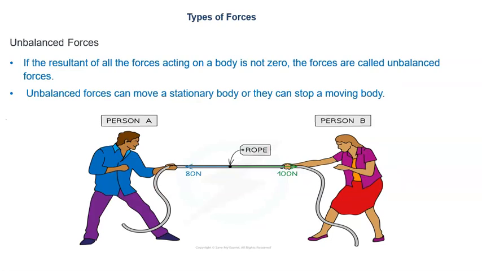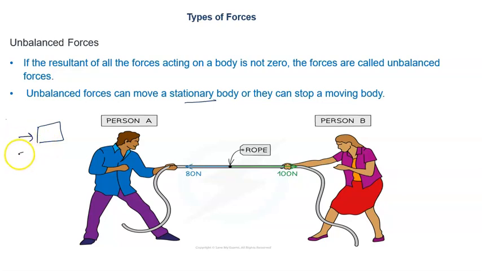Now we will discuss unbalanced forces. If the resultant of all the forces acting on the body is not zero, the forces are called unbalanced forces. As I have discussed from the beginning, if F1 plus F2 plus F3 plus F4 is not equal to 0, then it is an unbalanced force. So an unbalanced force can move a stationary body. A stationary body means a body at rest.